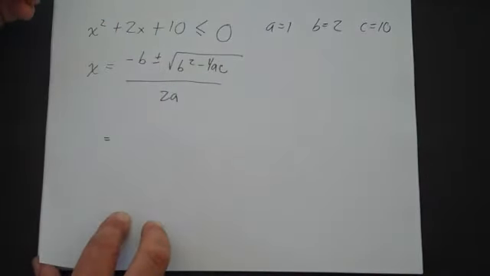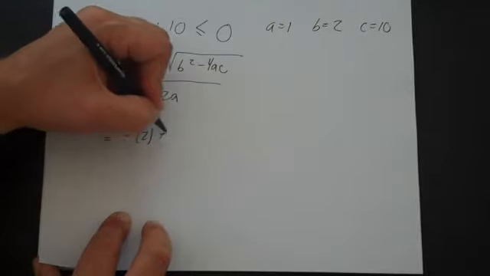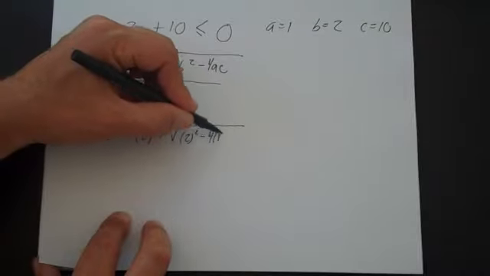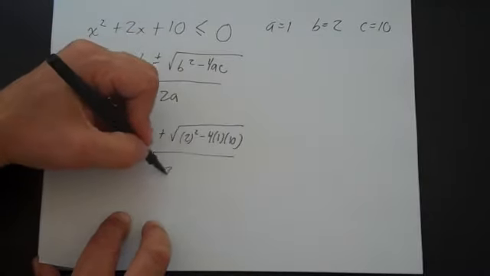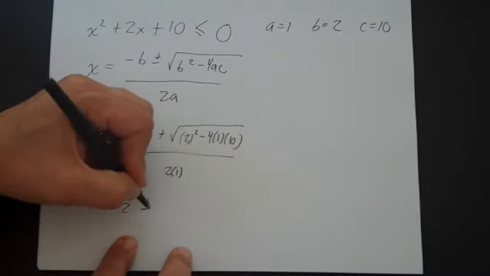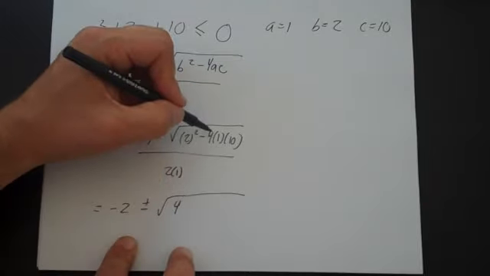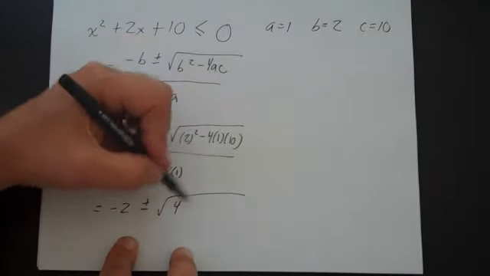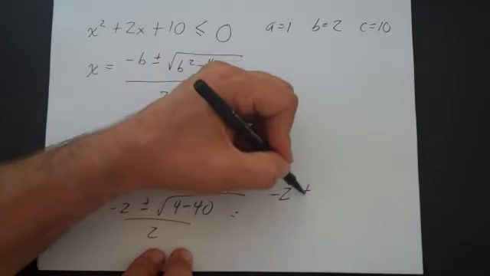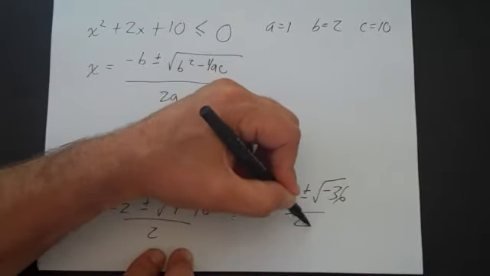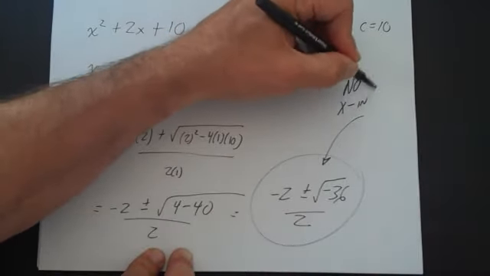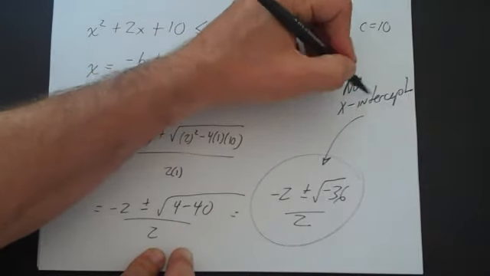So I'm going to just plug some numbers in. That's minus 2 plus or minus 2 squared minus 4 times 1 times 10 over 2 times 1. I do what's in the square root first. I get minus 2 plus or minus, then that's 4, 4 times 10 is 40, then 4 minus 40 over 2. That's minus 2 plus or minus square root of minus 36 over 2. At this point, since you have a negative under the square root, that means there's no x-intercept. There's no real solution, and x-intercepts are simply real solutions.